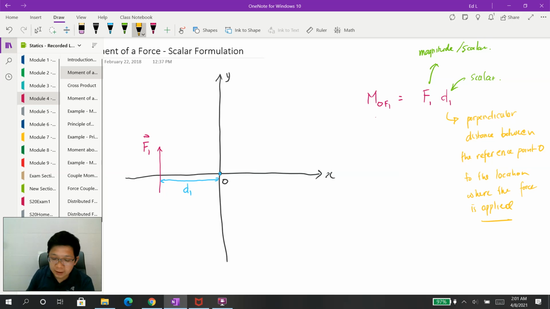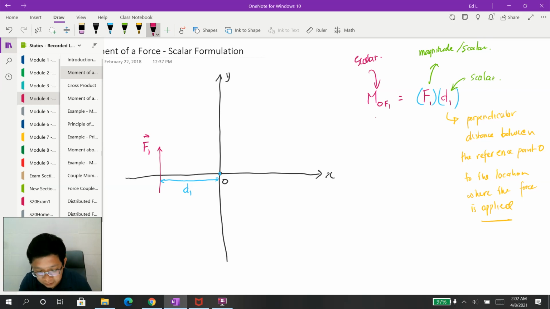This is just multiplication. With that, the moment that we obtain is also a scalar quantity. So that is the moment about point O due to the force F1, which is just a simple multiplication of the force F1 by d1.